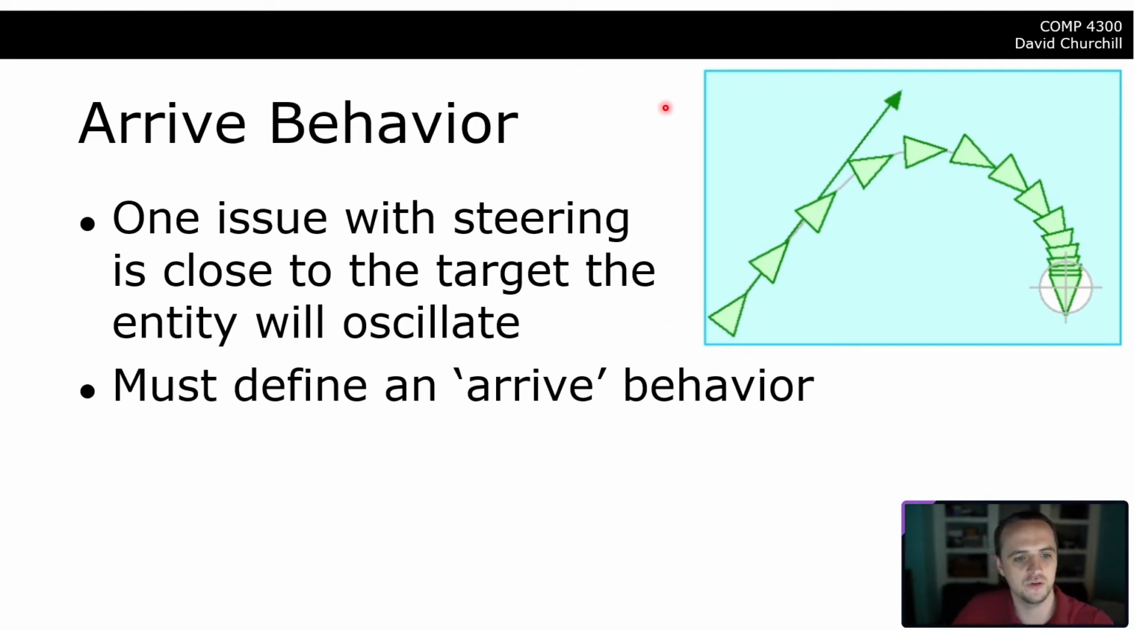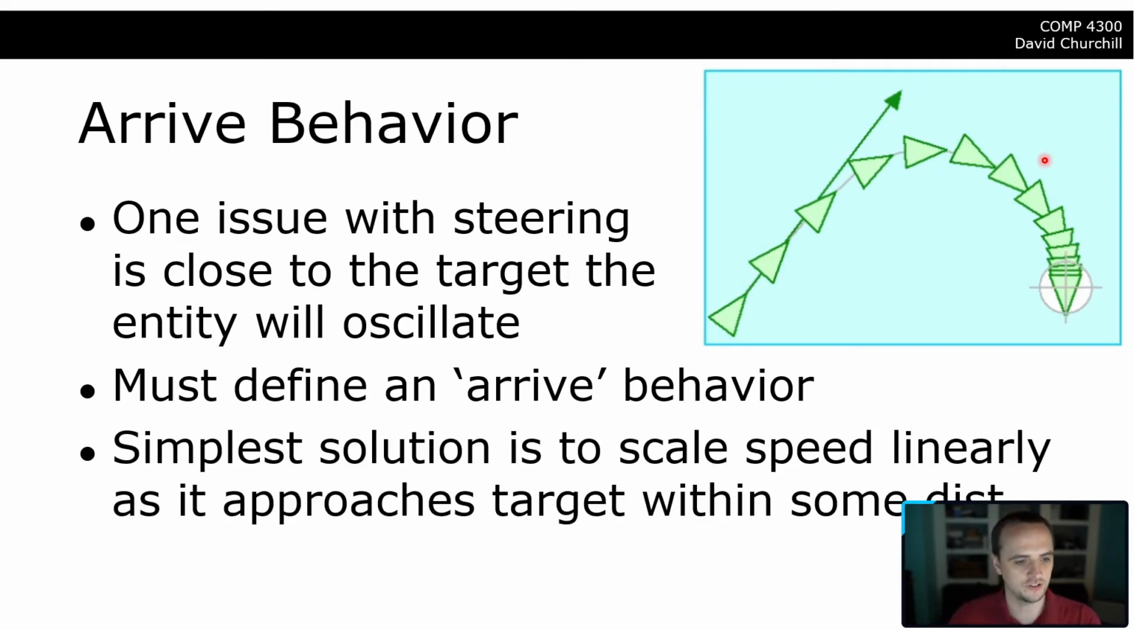So what we're going to do is define an arrival behavior. That means as we get closer and closer to the target, our behavior is going to change a little bit. The simplest thing you can do is to just scale the speed linearly as it approaches the target within some distance. So you're moving at a certain speed as you're catching up to the target, but as you get really close, you're going to slow down, right?